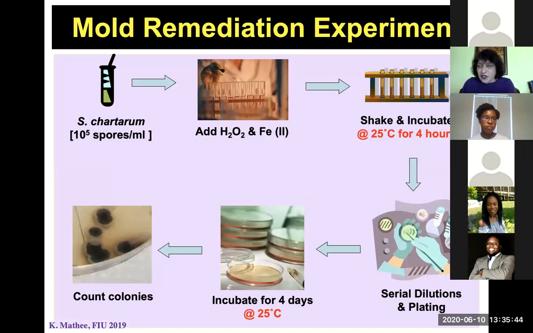You can use pictures, but don't waste your time putting in what temperature and all that stuff, all these details people don't care about. They just want to know the basics. We grew the spores with hydrogen peroxide and iron, shook it, did dilution, plated it. Four days later, we counted colonies, right? It's very simple. Again, this is a presentation from my lab, from another undergraduate.